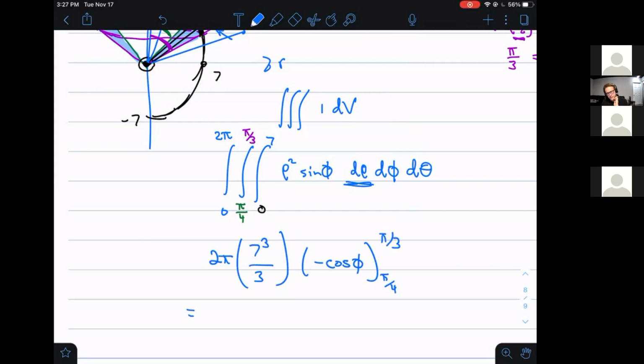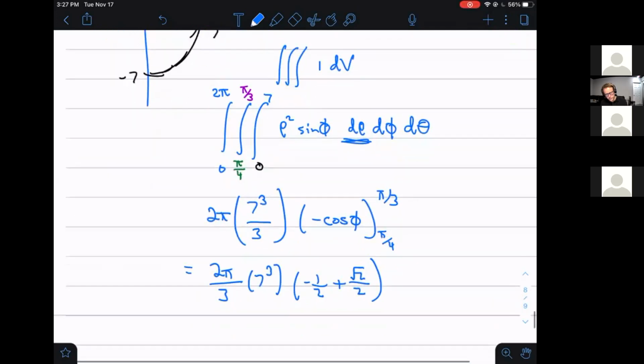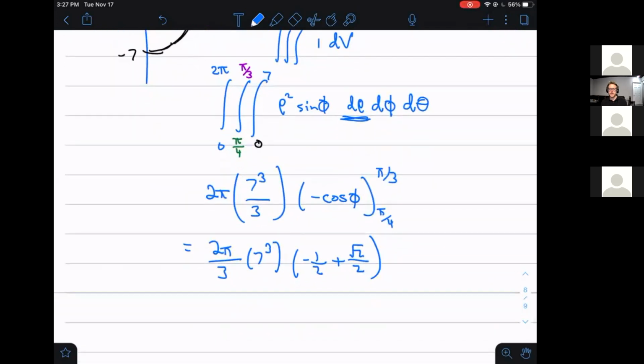7 cubed. That one I don't know. But you would have a calculator, so you could plug that in to get that out. Cosine of pi over 3 is going to be 1/2. And cosine of pi over 4 is going to be root 2 over 2. So you could even, right, there's some 2's on the denominator. You could cancel out with the 2's in the numerator, and life would be grand, right? Or I guess you could just plug this in to a calculator if you'd like.